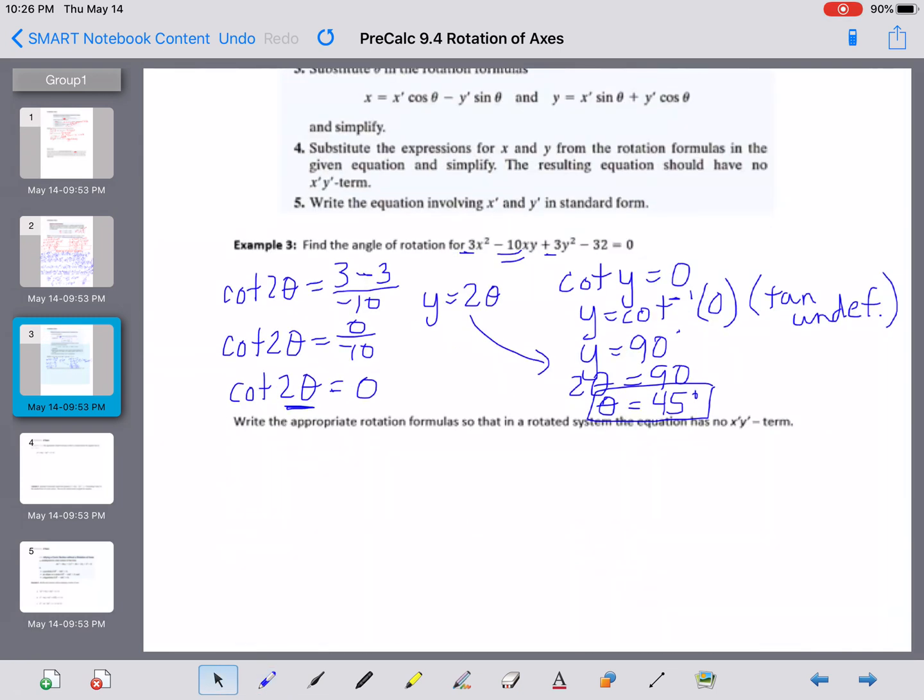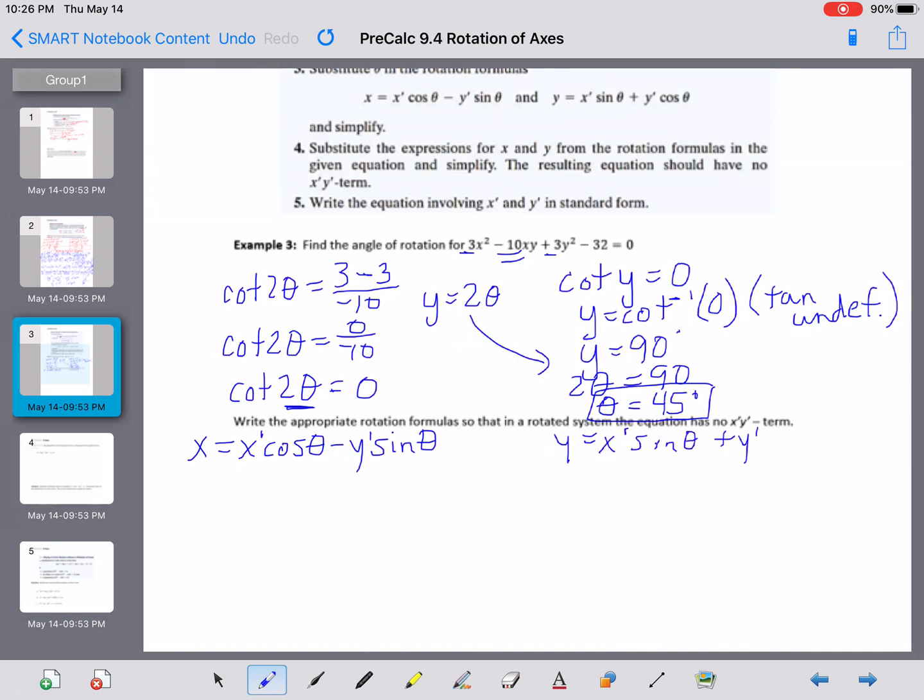And now it says write the appropriate rotation formulas so that in the rotated system, the equation has no x prime y prime term. So we're going to go through and do the whole thing we just did with our last equation. All right, you ready for this? So we're going to start with our x's and our y's. So don't forget that x equals, it's right up there, right? x prime cosine theta minus y prime sine theta. And of course, y is going to equal x prime sine theta plus y prime cosine theta.